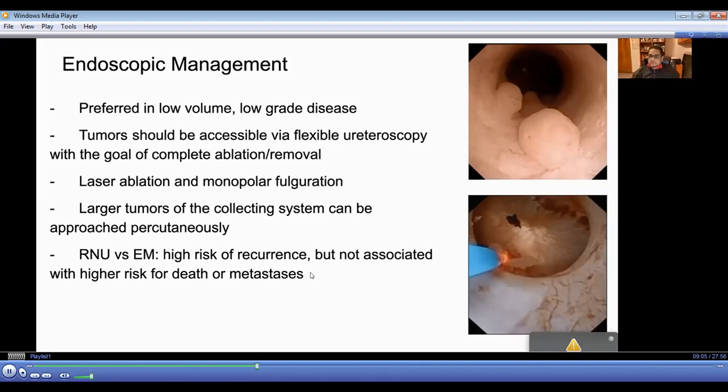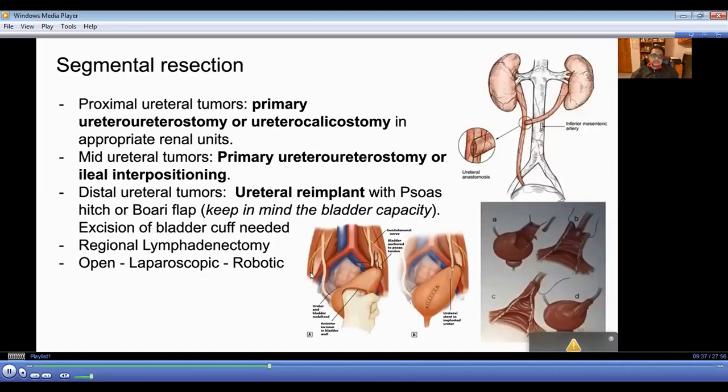However, if you have a larger tumor, especially in the collecting system or in the renal pelvis, you could approach them percutaneously and perform a nephroscopic resection of the upper tract tumor. When you compare radical nephroureterectomy with endoscopic management, endoscopic management is associated with higher risk of recurrence, but there is no associated high risk of death or metastasis in these patients.